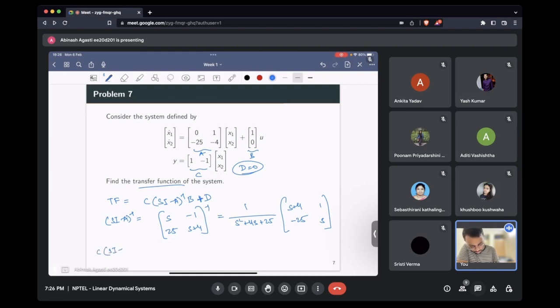We just need to multiply C and B with this thing. So C (sI minus A) inverse B. D is 0 here, so this is all we need to find out. This is [1, minus 1] into [s plus 4, 1; minus 25, s] into [1; 0]. It's a good thing that we have a 0 here. So first we can just multiply these two, and this term will also be there, 1 by something. I'll take some more space.